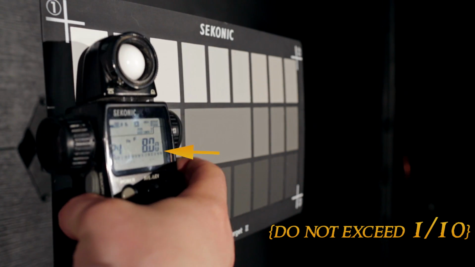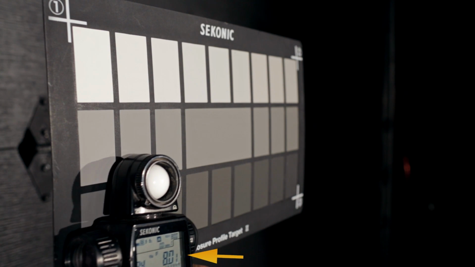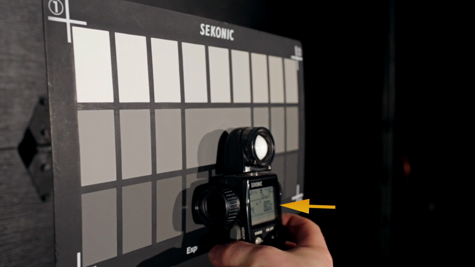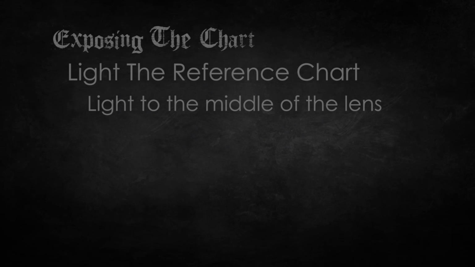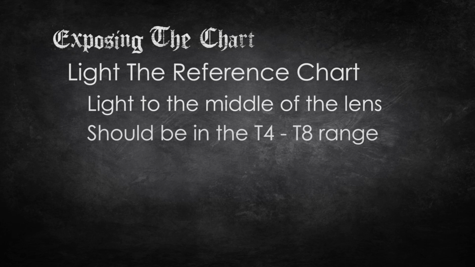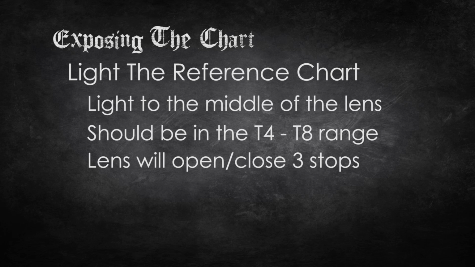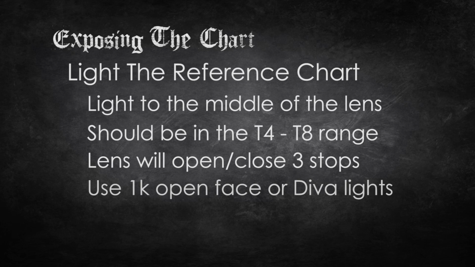But before you start lighting the chart, you have to decide the level that the chart will be lit at. I recommend lighting the chart to the middle of the exposure range of the lens. This should be somewhere in the T4 to T8 range. If the lens can open up and close down 3 stops from the middle of the lens, you'll be setting yourself up well for this test. If you use 1K area open face lights or a couple of Diva lights, you should have more than enough light to expose the chart at just about any light level.